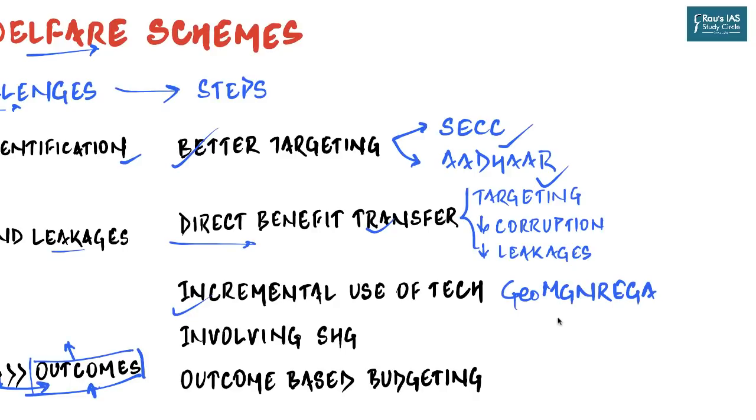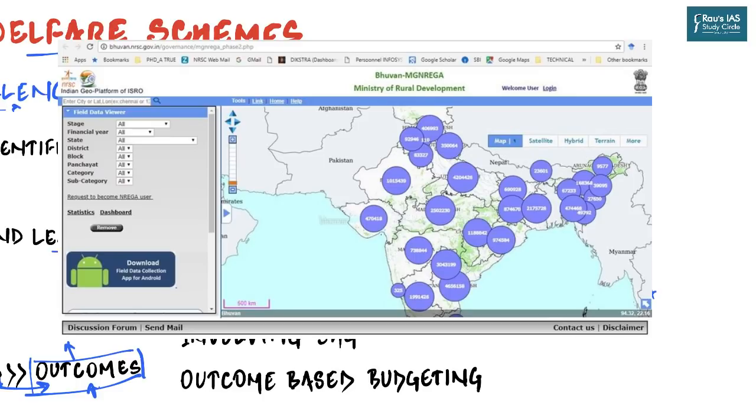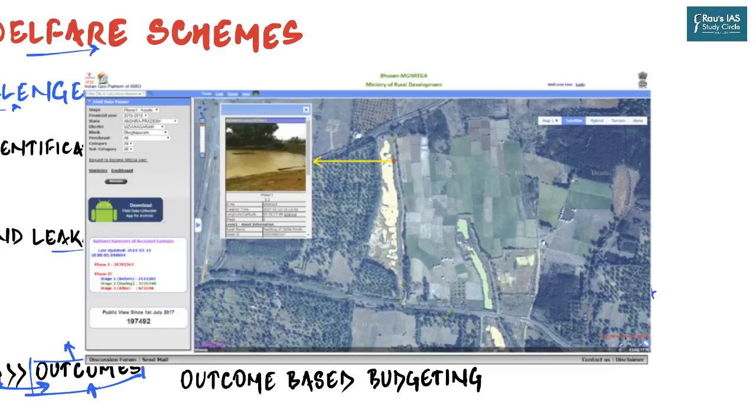For example, GeoMGNREGA uses space technology to develop a database of assets created under MGNREGA, using technological interventions like mobile-based photo geotagging and a GIS-based information system for online recording and monitoring. The entire database is in the public domain and ensures transparency and full public disclosure.